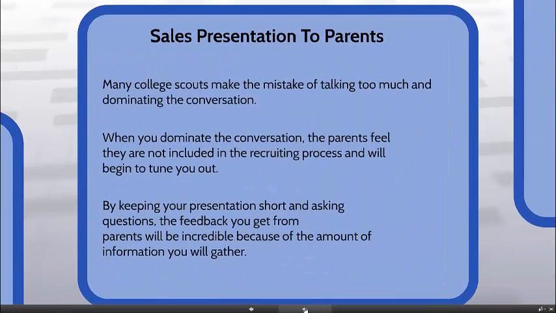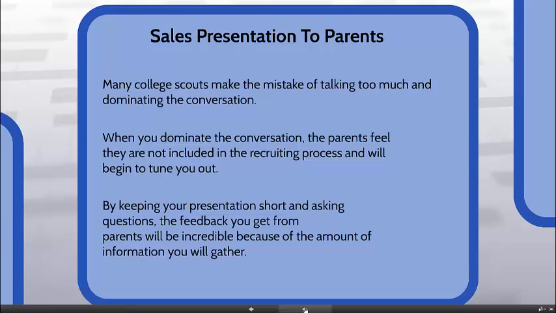It's important. Many college scouts make the mistake of talking too much and dominating the conversation. When you dominate the conversation, the parents feel they are not included in the recruiting process. They will begin to tune you out and they want you out. So keep in mind, keep your presentation short, ask questions. You want feedback. You want information. As a scout, you want to know everything: what's going right, what's going wrong, what's messed up, because it's your job to come in and fix it. Your job is to provide solutions to their recruiting problems.